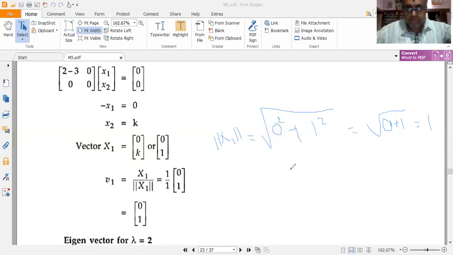So norm of x1 I have found it to be equal to 1, which is what I have used here. So 1 by 1 into 0 1, or 1 by 1 is 1. So 1 into 0 is 0, 1 into 1 is 1. So that's why v1 is equal to 0 1.